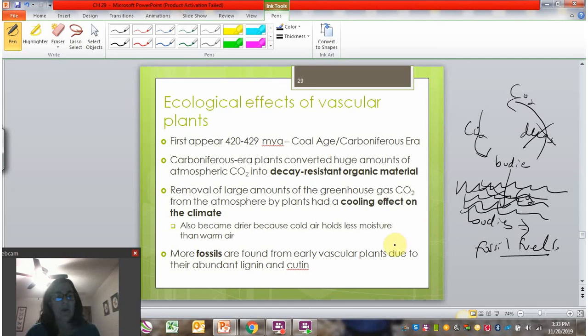And so that change in the climate probably initiated the next evolutionary step in plants, where plants that did better in cool, dry climates would start to become more abundant. And that's the gymnosperms that we'll talk about next.